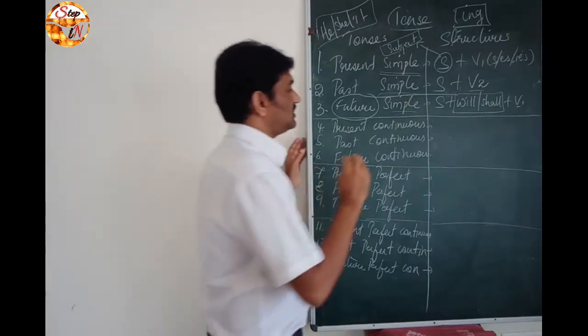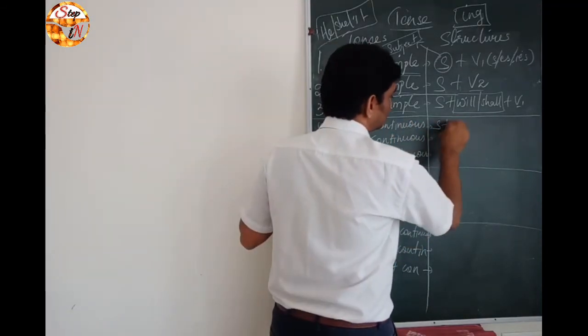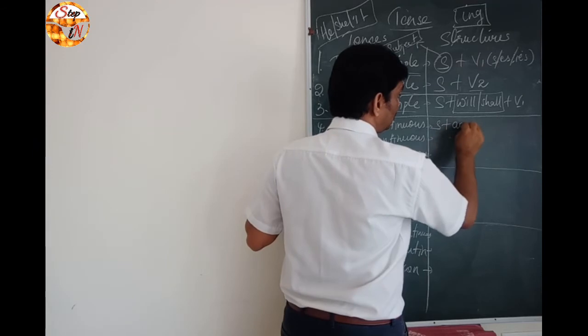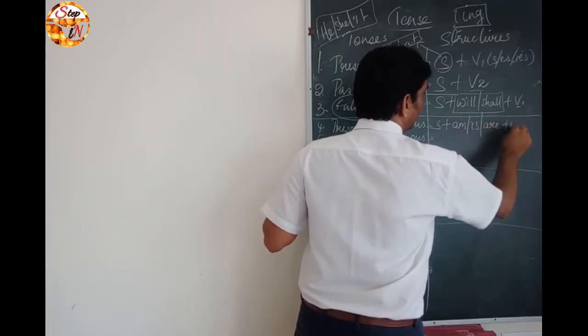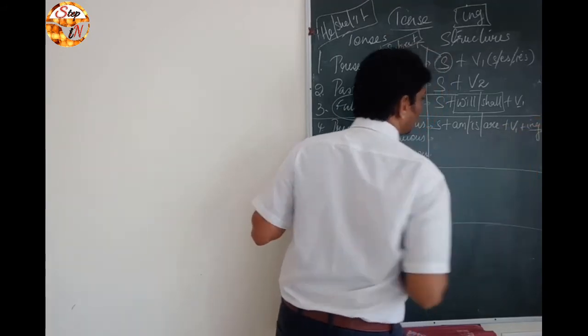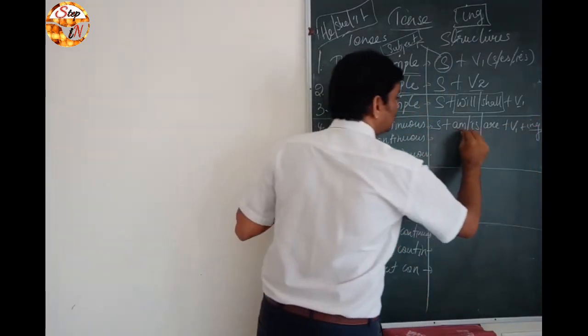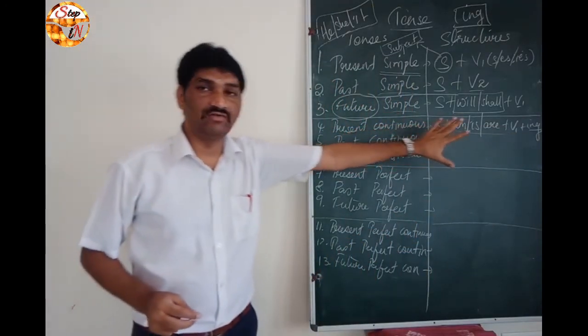Clear? So now we can see the structure of present continuous tense. Subject plus am or is or are plus verb 1 plus ing. That is indicating the continuous tense. And here we must use the auxiliary words also. Auxiliary verbs, be form verbs are there.